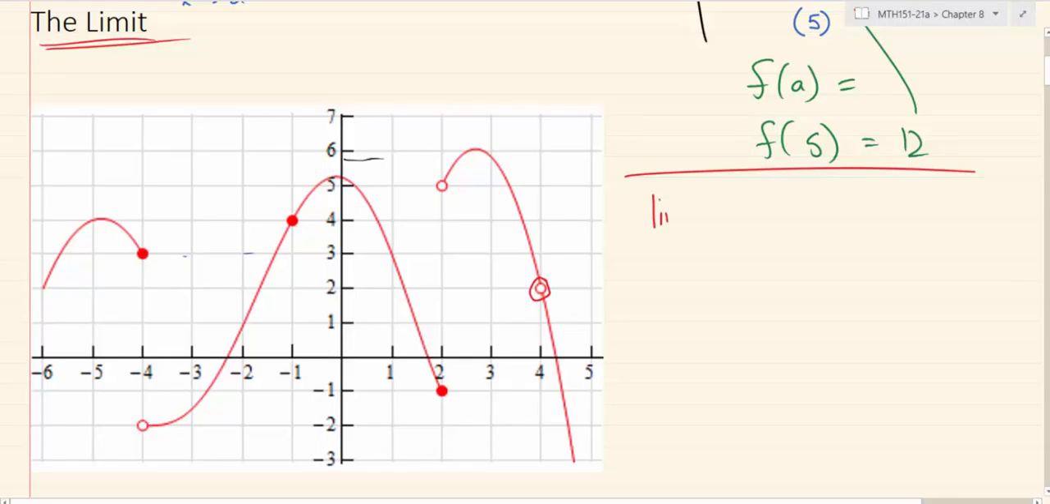If we say the limit as x approaches 4 from the left, we want to know what that is. And then we want to know what the limit as x approaches 4 from the right is going to be. Okay, so coming in from the left, coming in this way, what is the y value that the graph approaches? Looks like it approaches 2. And now come in from the right side.